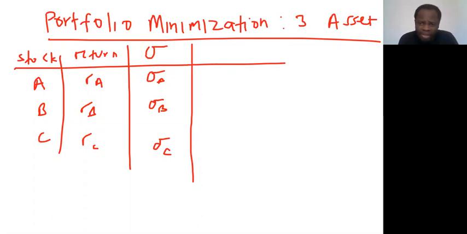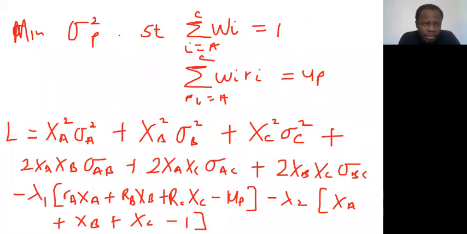So what we have to do is first to define our problem. What we are looking at now is we want to minimize the variance or the volatility of the portfolio subject to two constraints. That is, first, when you sum up the weights of A, B, C, that should be equal to 1. And when you multiply the weights of individual assets by their respective returns, and you sum up, that should also be the same as what the portfolio returns.